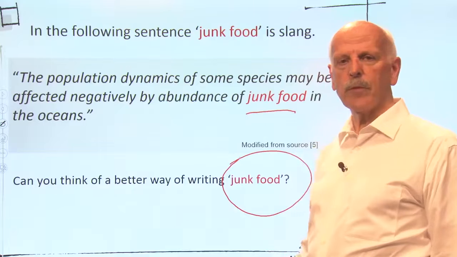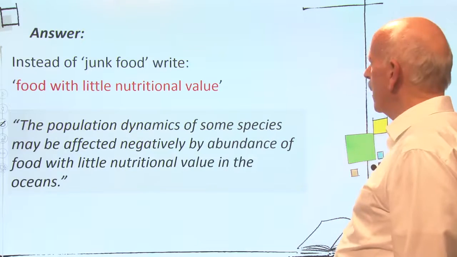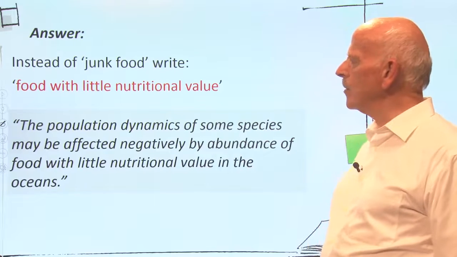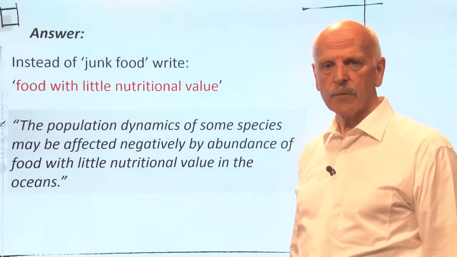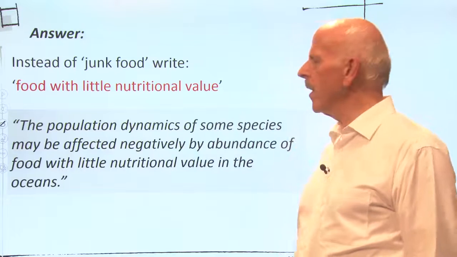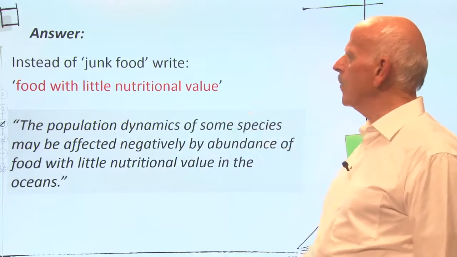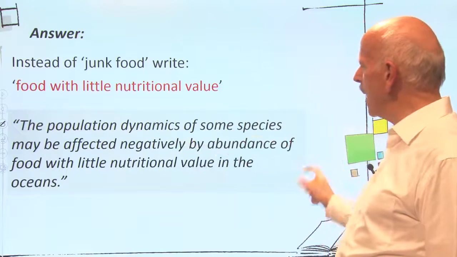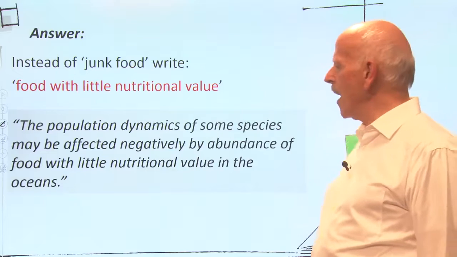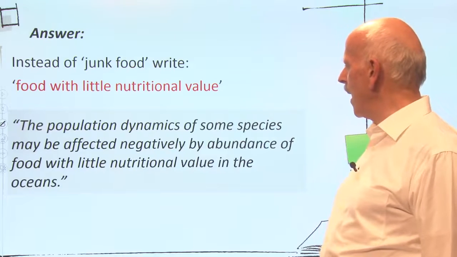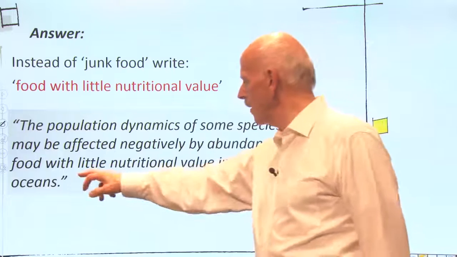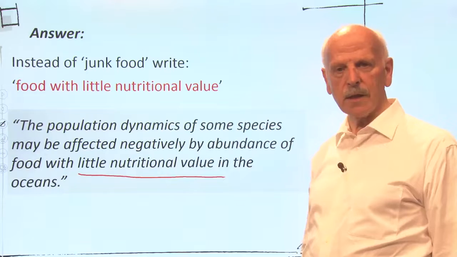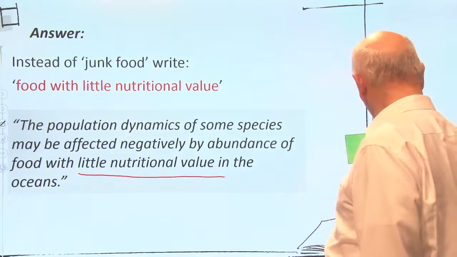Think about it for a moment before you move on. Okay, instead of junk food, we can write "food with little nutritional value" or "low nutrition food." So, I've inserted food with little nutritional value into this sentence. The population dynamics of some species may be affected negatively by abundance of food with little nutritional value in the oceans. It's a better sentence and it doesn't include any slang words or informal words.